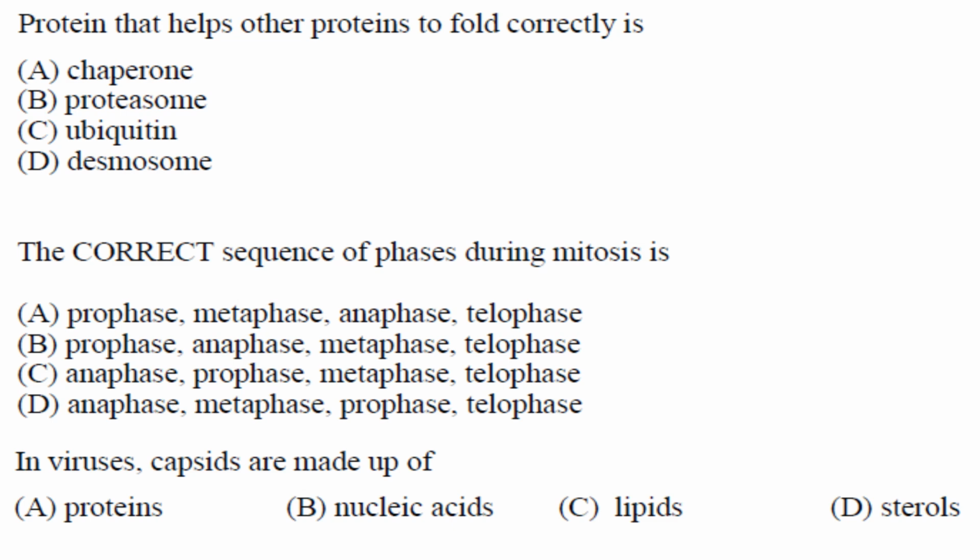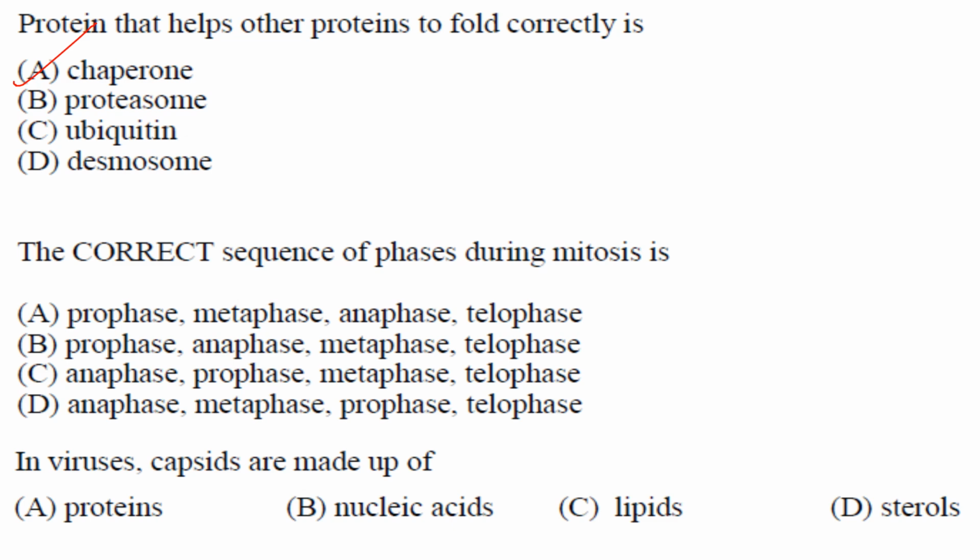Then the next one. Proteins that help other proteins to fold correctly are chaperones. Answer is option A. Proteasome is a complex that degrades misfolded proteins. And ubiquitin is a protein tag that marks the protein for degradation. Desmosome is a cell adhesion complex and it is not related to protein folding. So the answer here is option A, that is chaperone.